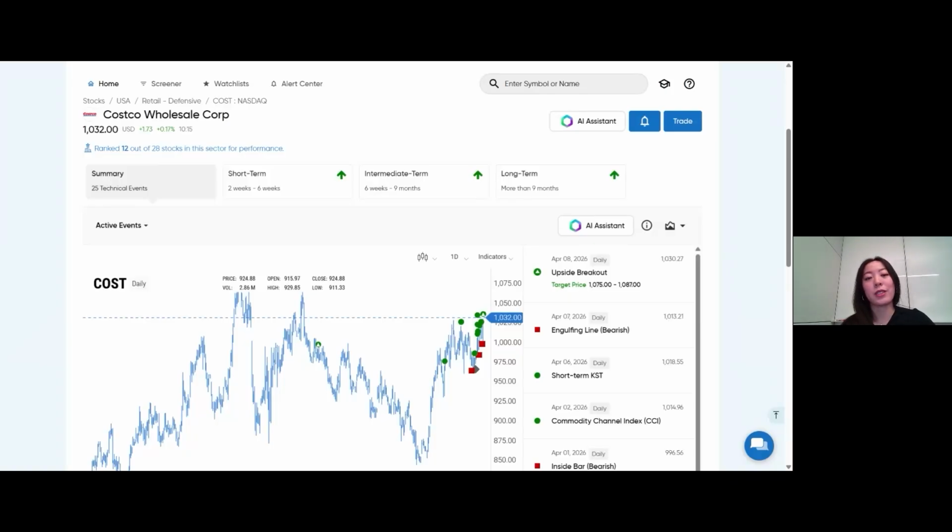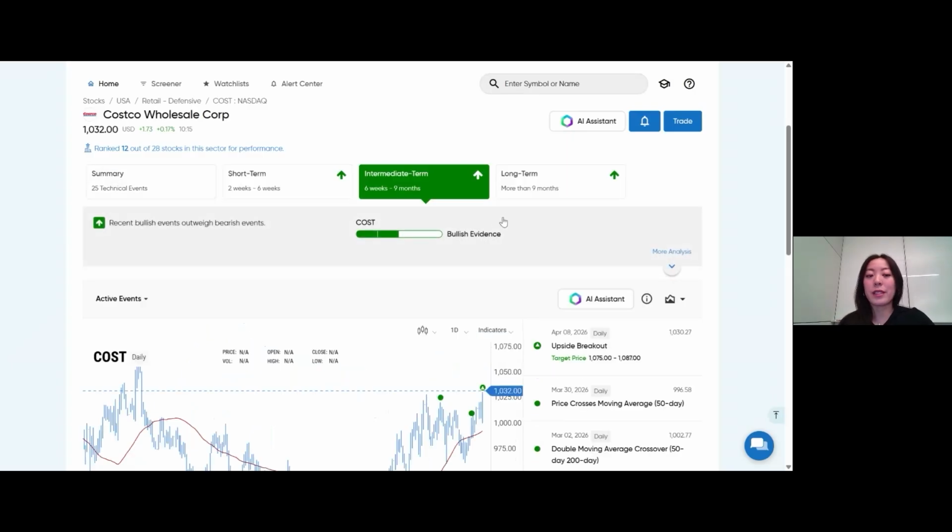So what the Technical Insight tool does is essentially tallies up all of the technical events to then come up with a consensus on what they think Costco is trending to be in either the short term, the medium term, or the long term. And you can kind of see that the time horizons are defined on the header above. And let's say I want to see any bullish evidence as to why Costco is considered bullish in the intermediate term. I can click on intermediate and it will expand more analysis on that front.